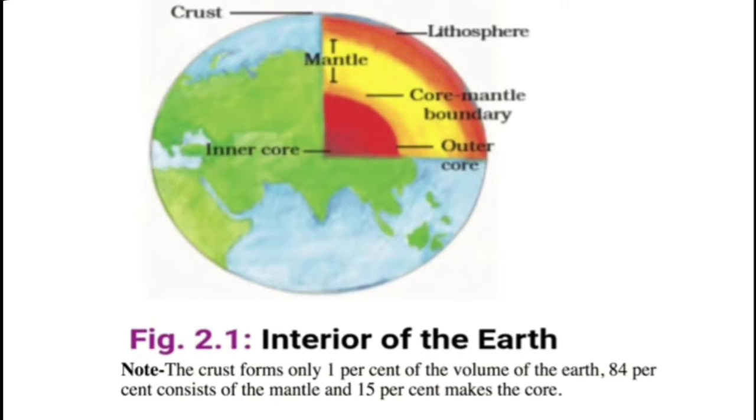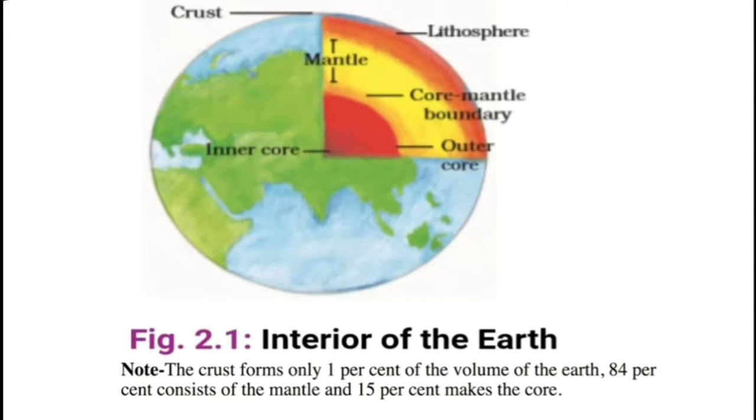Just repeat with me. When we start from the center, first is core, then comes mantle and then crust. When we start from the surface, crust, mantle and core. Okay? So you have to remember one most important thing: the crust forms only 1% of the volume of the earth, 84% consists of the mantle and 15% makes the core.